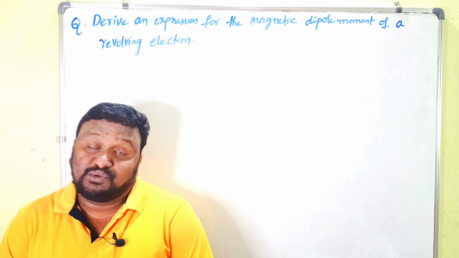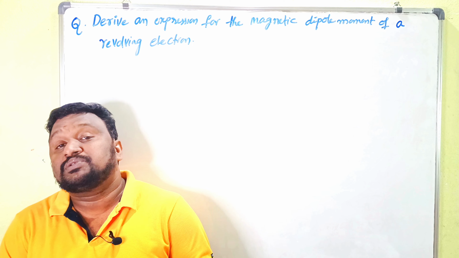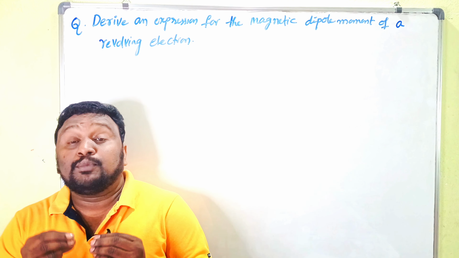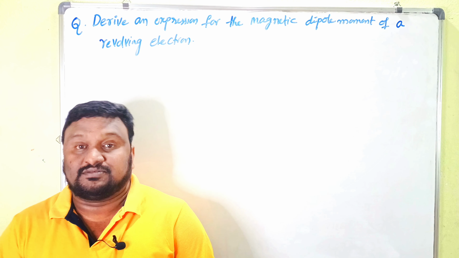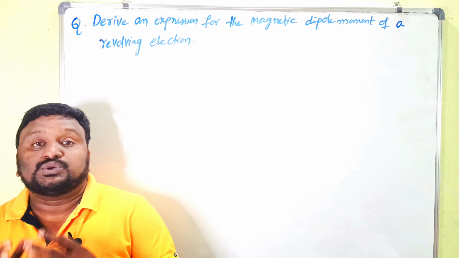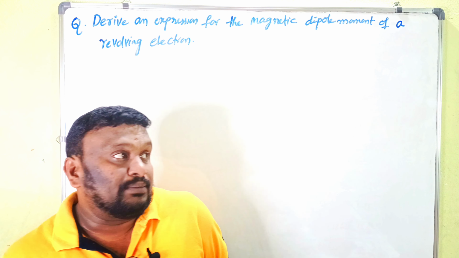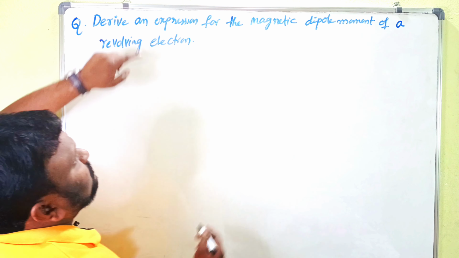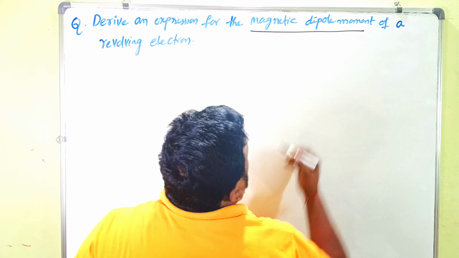Hi dear friends and viewers, in this video we are going to discuss how to derive the expression for the dipole moment of a revolving electron. Derive an expression for the magnetic dipole moment.